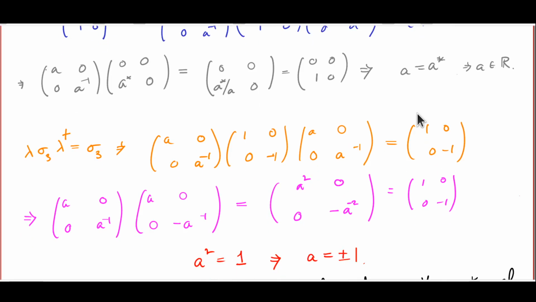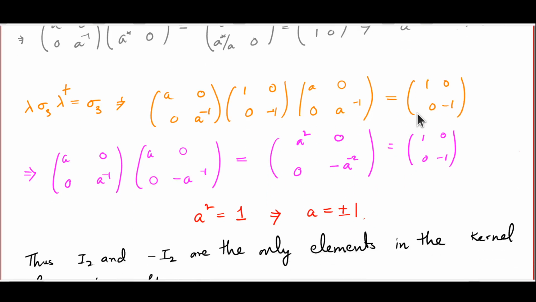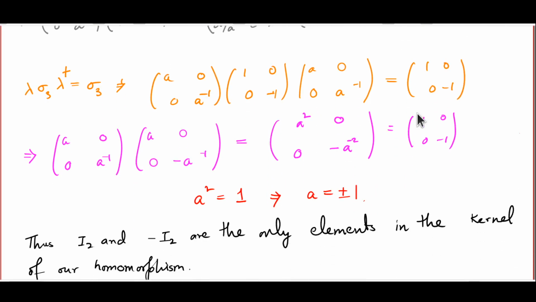So we are done. You see that the only possible matrices in SL(2,C) which are going to give you λσ_μλ† equals σ_μ for each and every one of the μ's are actually the matrices you get for A equals plus 1, which is the 2 by 2 identity, and A equal to minus 1, which is nothing but negative of the 2 by 2 identity. So I₂ and −I₂ are the only elements in the kernel of our homomorphism. These are the only matrices in SL(2,C) which map onto the identity Lorentz transformation.